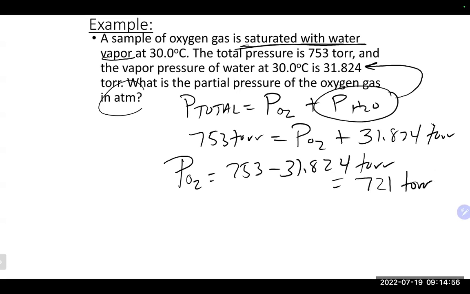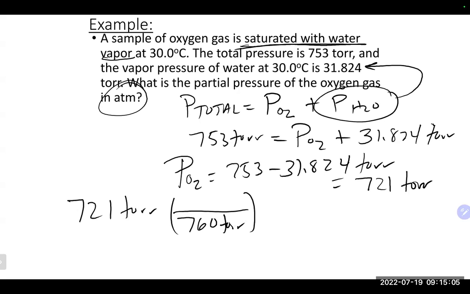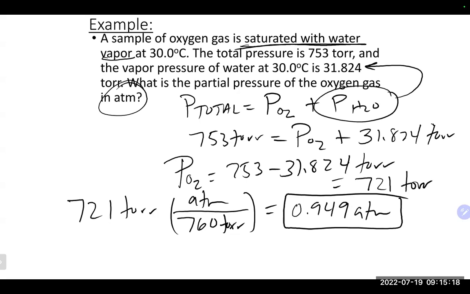We do want it in atmospheres, so we want to do a conversion. 721 torr, again, that is our 760 number there. We'll convert it into atmospheres. And it looks like 0.949 atmospheres would work here.